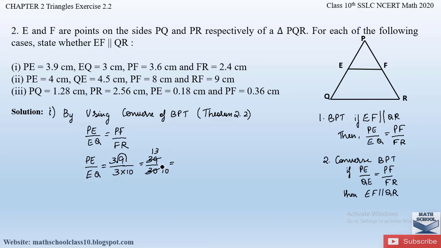If you divide 13 by 10, 10 1s are 10. So 3 comes down. Let us add a point and a 0 is added here. So 10 3s are 30. So the remainder is 0 and our quotient is 1.3. So PE by EQ is 1.3.